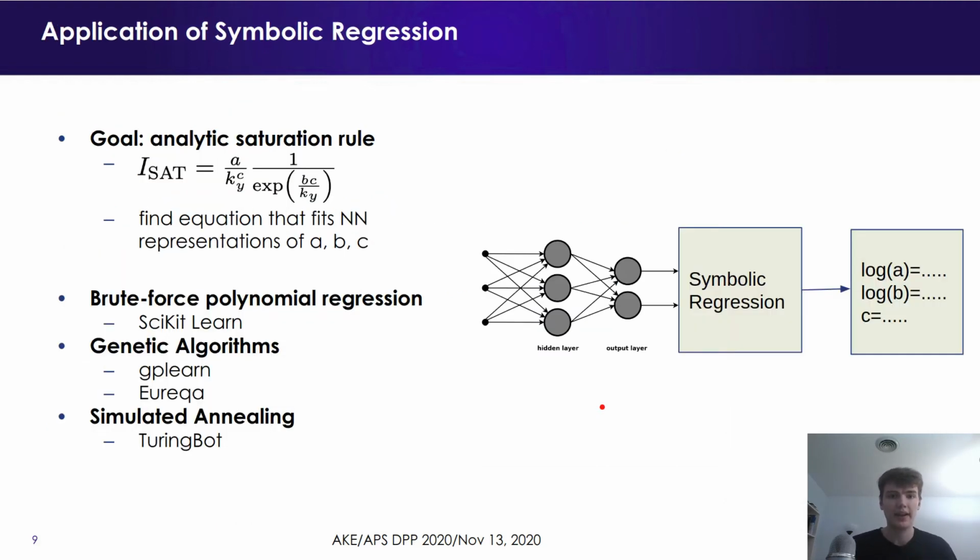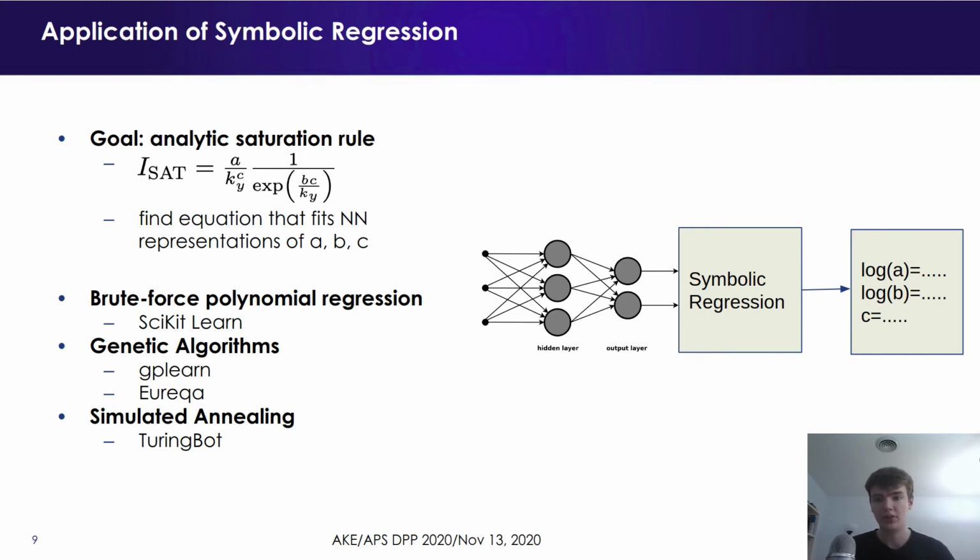Now, how did we apply symbolic regression to this? Well, basically we want a fully analytical saturation rule. So what we did is we took from the neural network coefficients of A, B, and C, we tried to see if we could find some sort of equation that would model those outputted coefficients. So if you see right here, we have our neural network. The outputs of our neural network, those A, B, and C coefficients, go into symbolic regression, which from there would give us an expression for representing the coefficients.